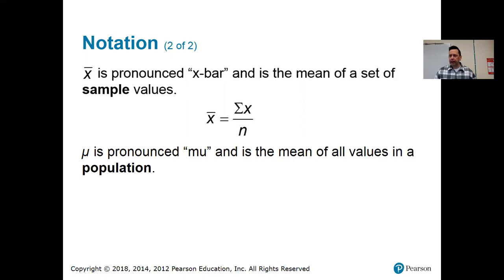So this is sort of a tradition in statistics. We use Greek letters for parameters, which are characteristics of a population, and you use regular letters for characteristics of a sample. Okay? So, but it's the same idea, right? You add up all the x's and then divide by how many there are. The only difference is lowercase n for sample, uppercase N for population.